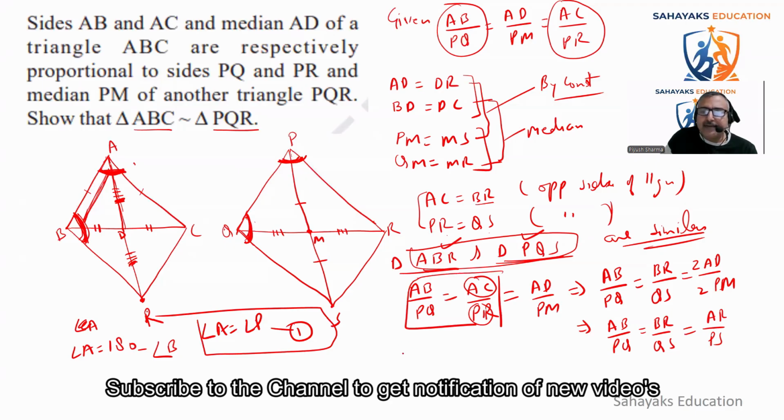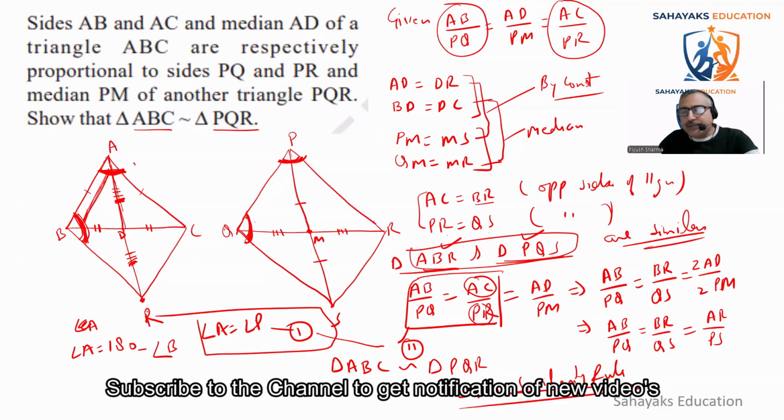This is second. By 1 and 2, we can say that triangle ABC is similar to triangle PQR. And the reason is side angle side similarity rule. Okay, so move to the next one now.